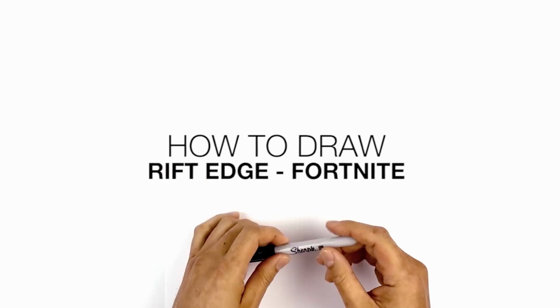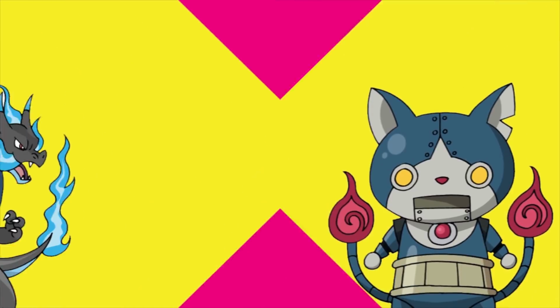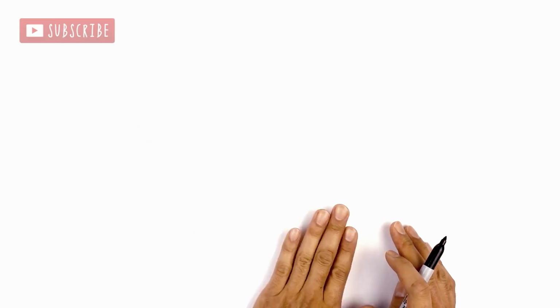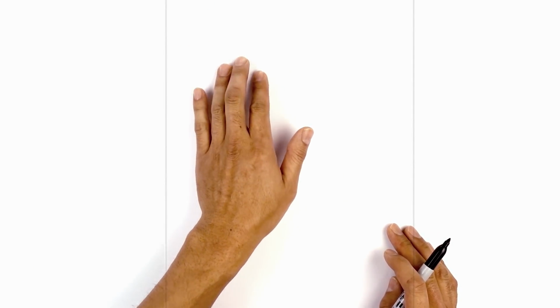Today I'm going to be showing you how to draw the rift edge from Fortnite. So I'm going to be drawing the rift edge in an angle going up towards the left. So let's start at the top left of our page with the hinge that holds the blades.